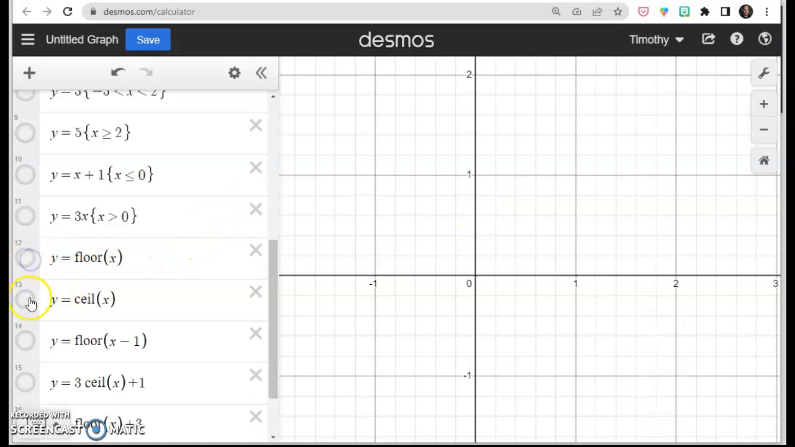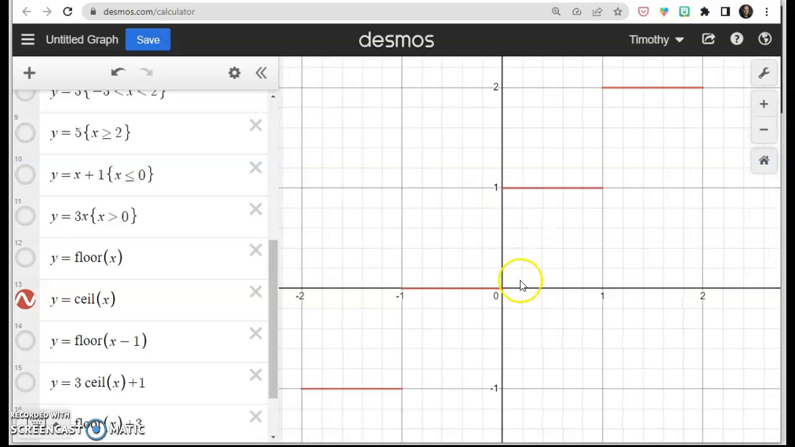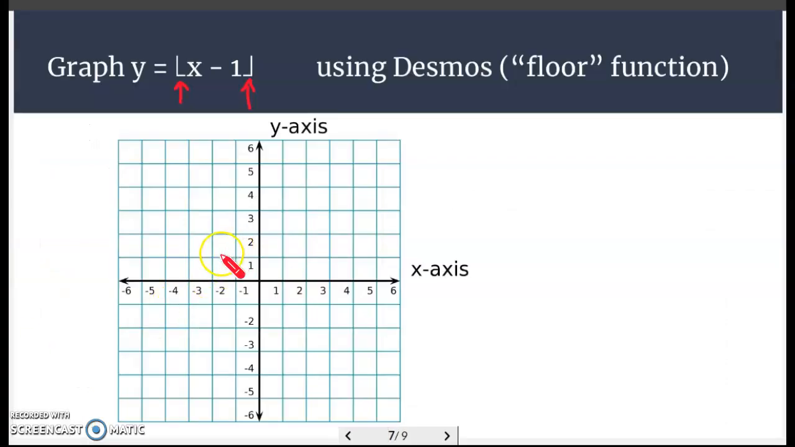Let's contrast that to the ceiling step function. So look here, between 0 and 1 on the x, it would round it up to a value of 1. And since it's ceiling, we're going to have closed circles on the right, this time open circles on the left. Alright, so let me go back to our screen.